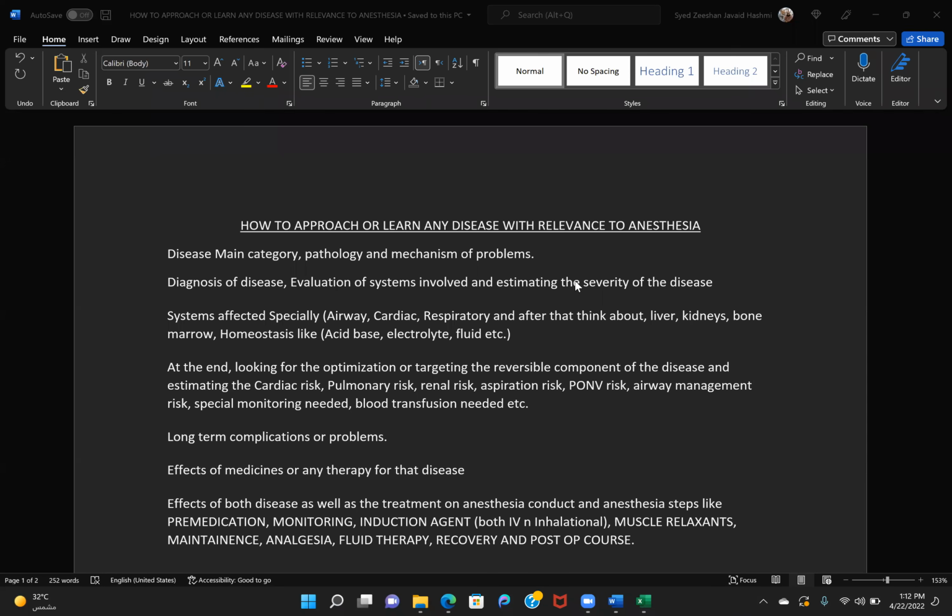So this is one thing. I'm just giving the example of myasthenia gravis, and now you have to fill in all the diseases you are reading in this way, and I guarantee you will never miss anything. Usually one of the tests is highlighted for estimating the severity. What will you do for evaluation of systems involved and estimating the severity of the disease? What things would you like to see?